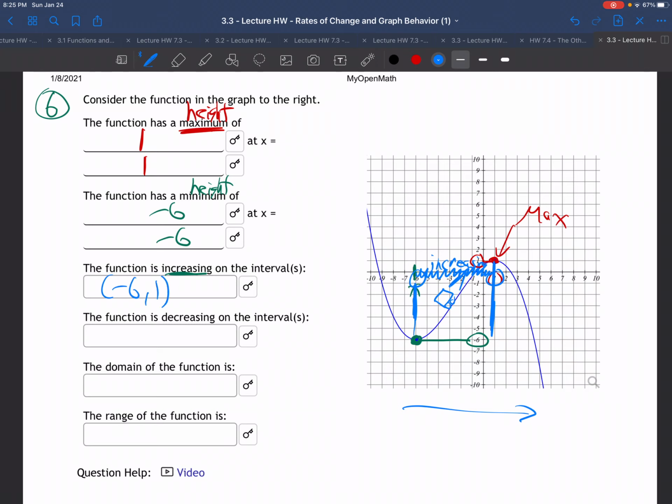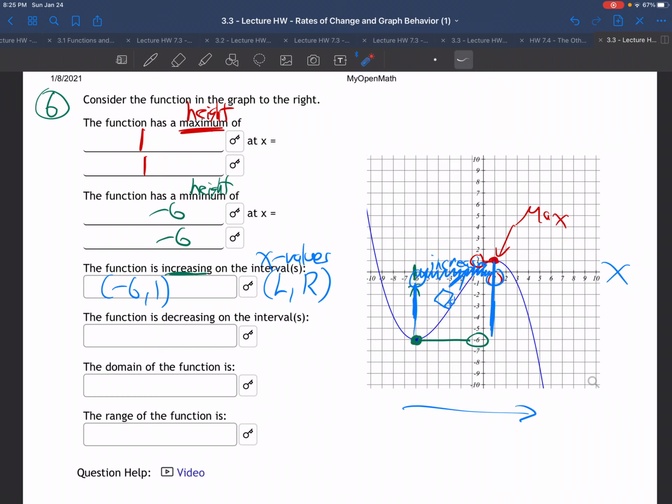From -6 to +1. Interval always means x values, and it means left edge, comma, right edge. So from -6 all the way to +1, in that whole section on the x-axis. This is the x-axis, right? So from x values -6 all the way to x values +1, the graph is increasing. The roller coaster is going up.